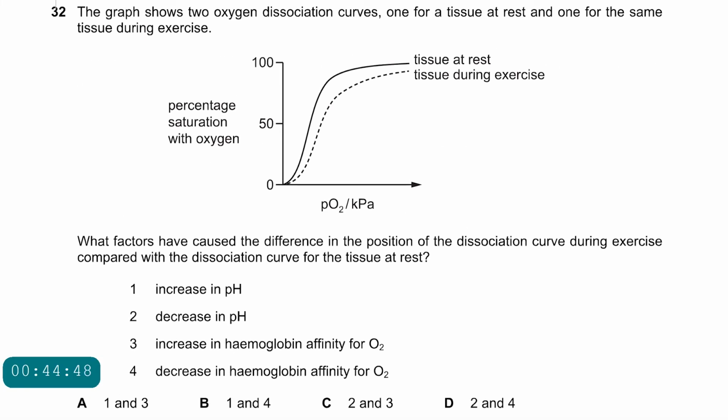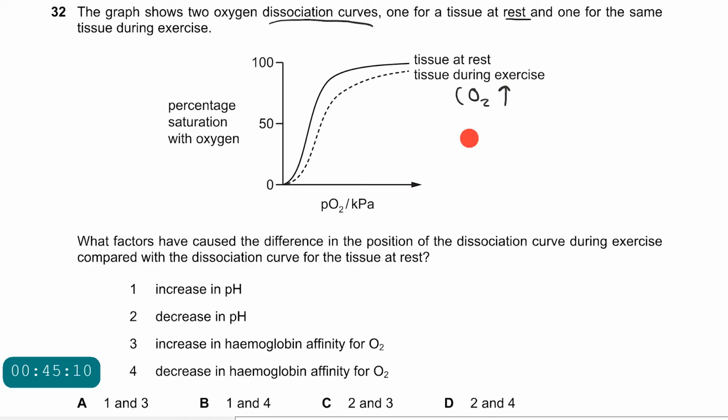Question 32. The graph shows two oxygen dissociation curves, one for tissue at rest and one for the same tissue during exercise. What factors have caused the difference in the position of the dissociation curve during exercise compared with the dissociation curve for the tissue at rest? To start with, tissue during exercise has an increased concentration of carbon dioxide.